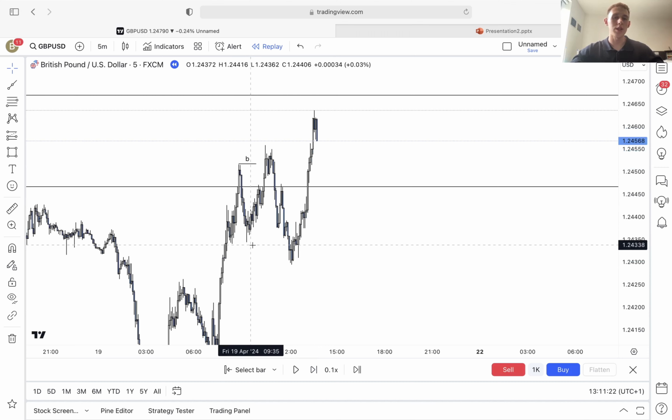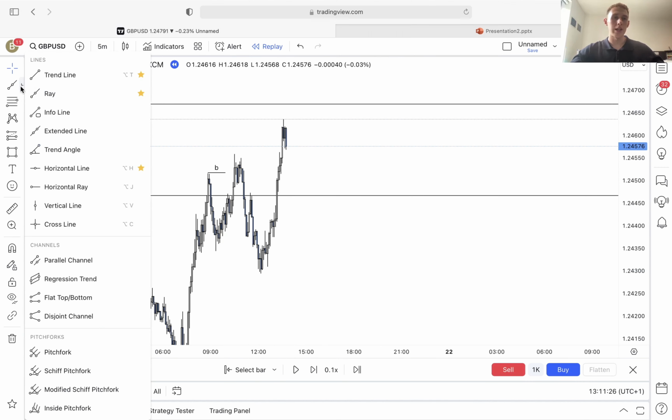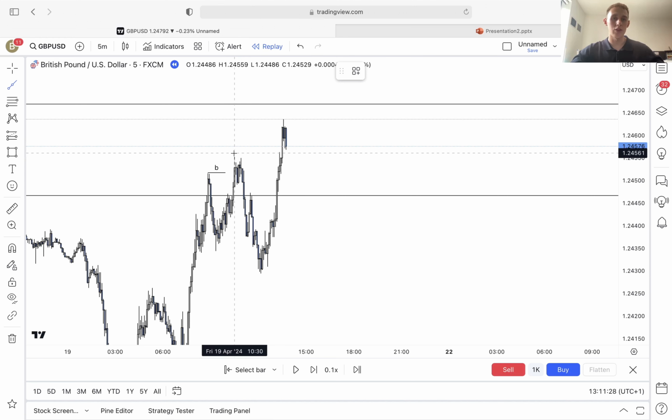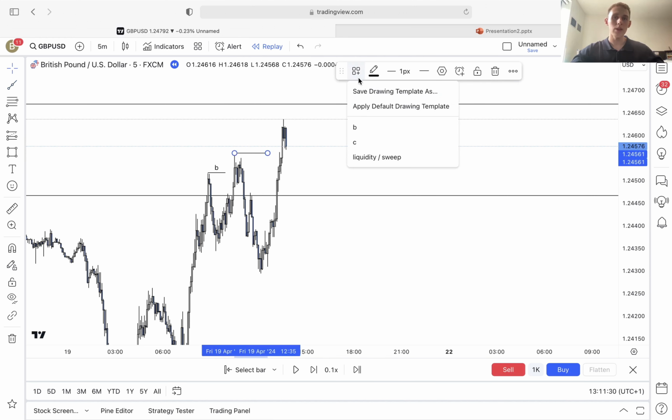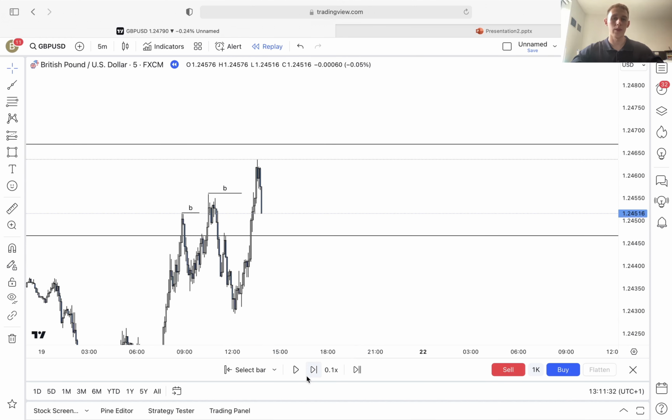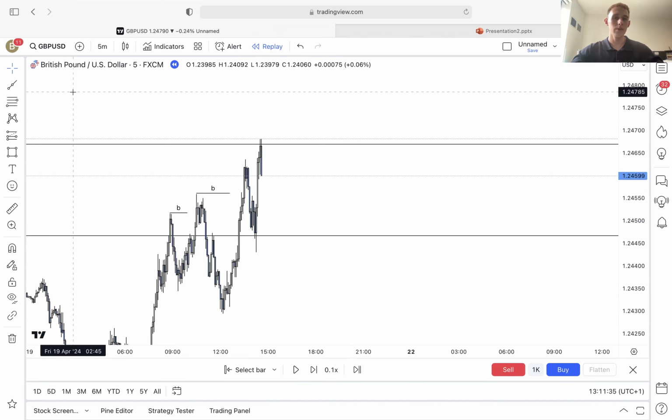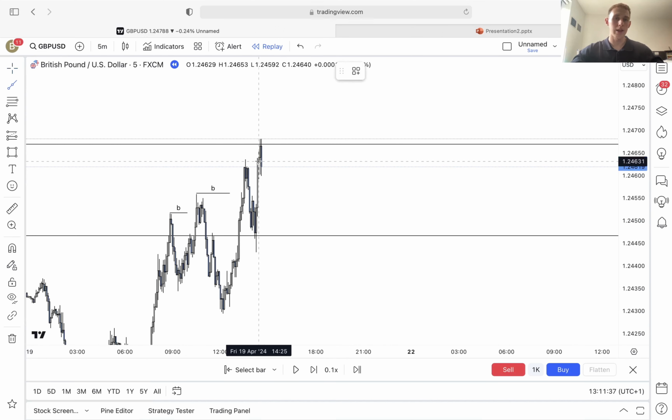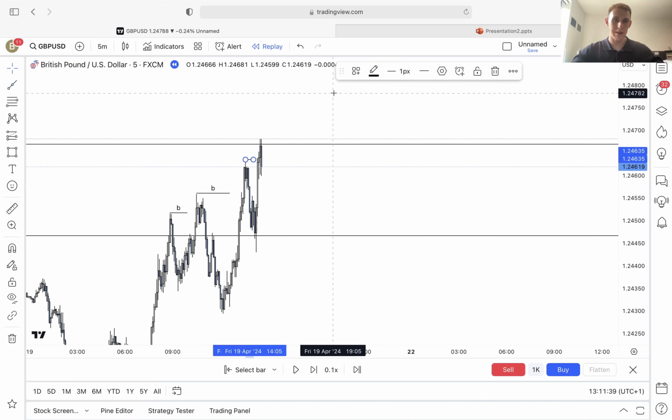So in this case, this was technically a change of character, but there wasn't a valid point of interest. So I'm going to keep marking on the structure. We've had another break just there. We had another break just here. So 5 minute is still bullish.